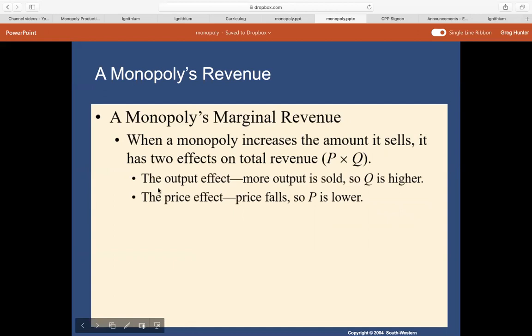Now we're going to give these things names. When a monopoly increases the amount it sells, it has two effects on total revenue: the output effect, which is more revenue from selling more, a higher Q, but also the price effect, which is a negative effect on revenue, because to attract more customers, you have to charge a lower price.